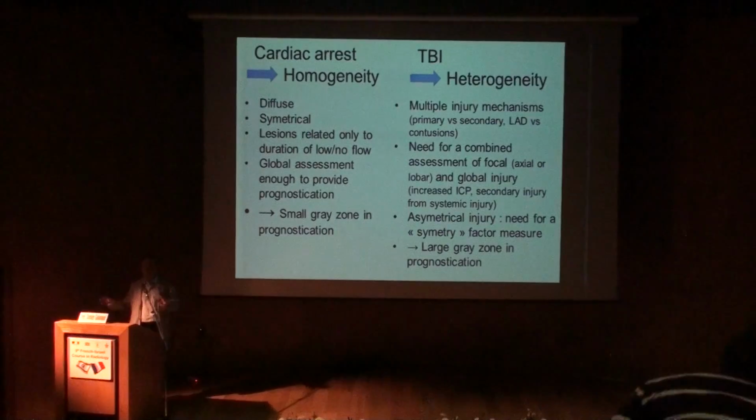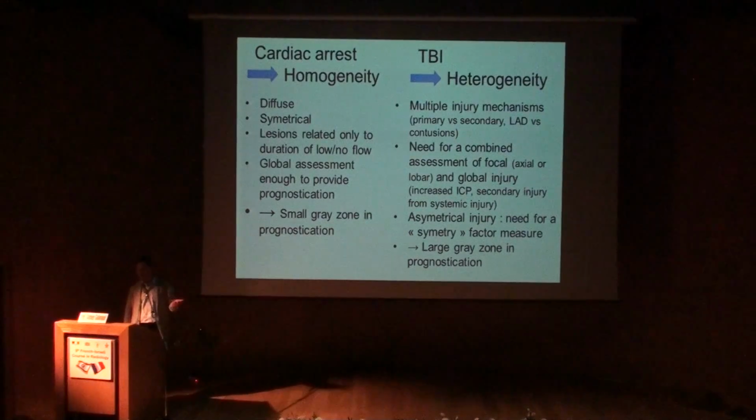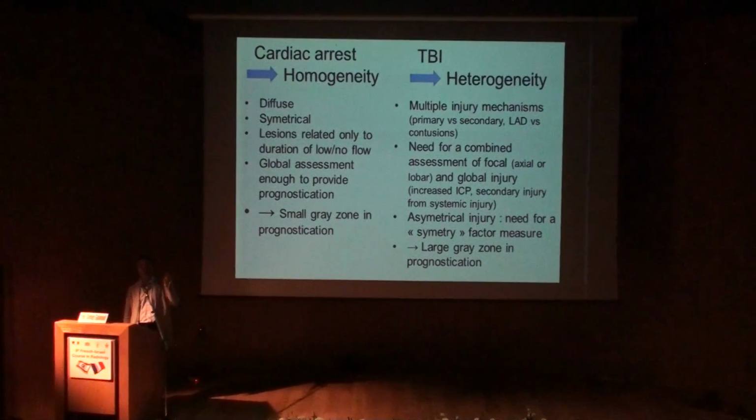So the two huge groups of patients are patients with cardiac arrest and patients with TBI. For patients with cardiac arrest, we have a highly reliable system. Why? Because it's a diffuse disorder, it's symmetrical, you only have one mechanism of injury, low flow, no flow, and these patients are highly homogeneous, and the main prognostic factor will be the duration of anoxo-ischemia. TBI is much, much more difficult. That's why the system is reliable only for about two-thirds of the patients.